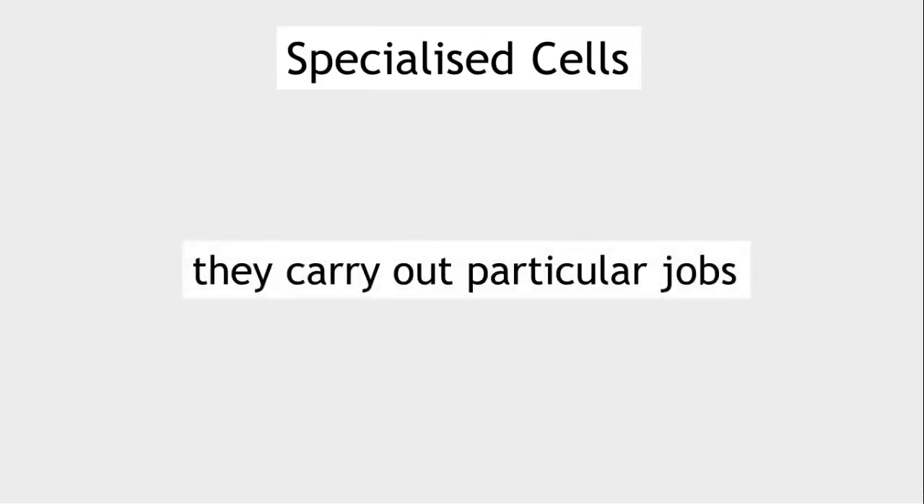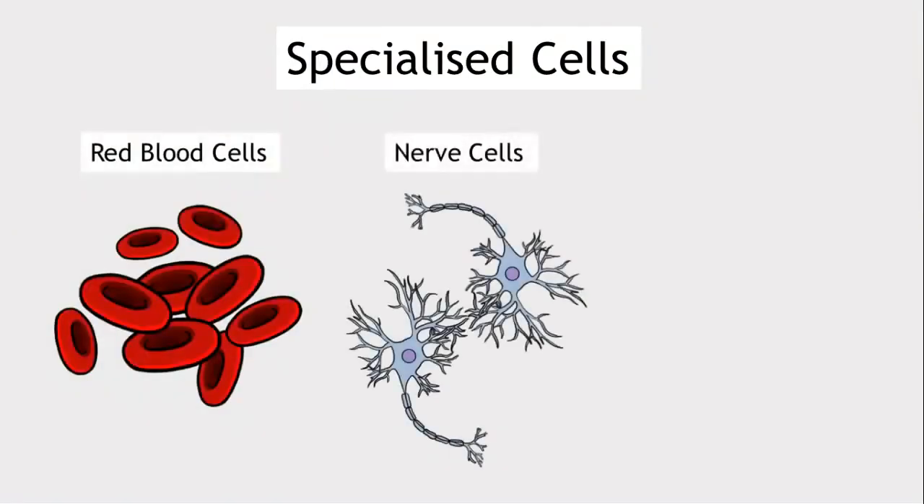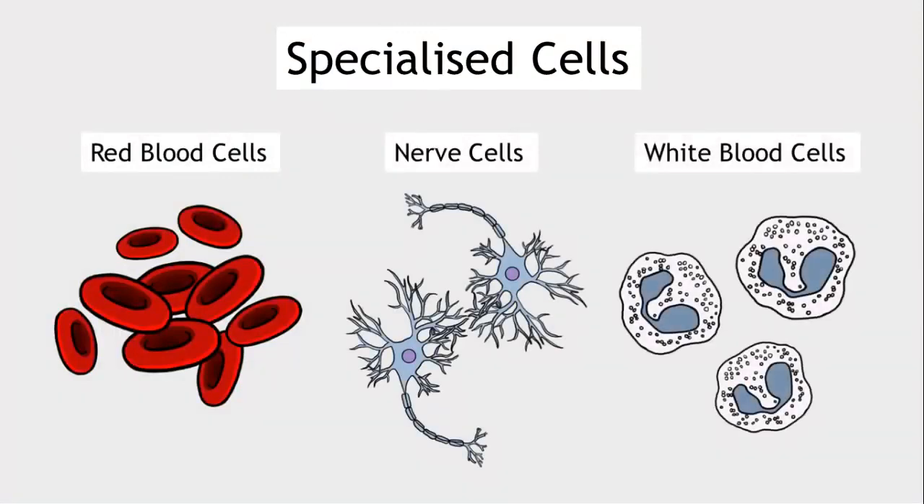Specialized cells. So some cells are specialized. They are able to carry out particular jobs. The specialized cells we will look at are red blood cells, nerve cells, and white blood cells.